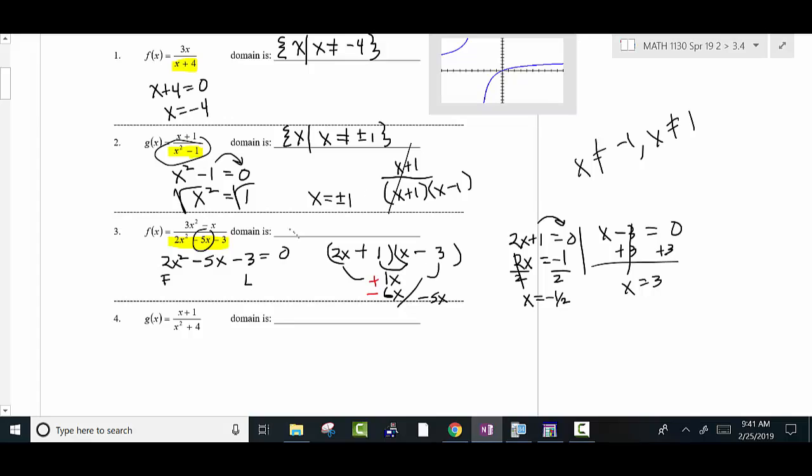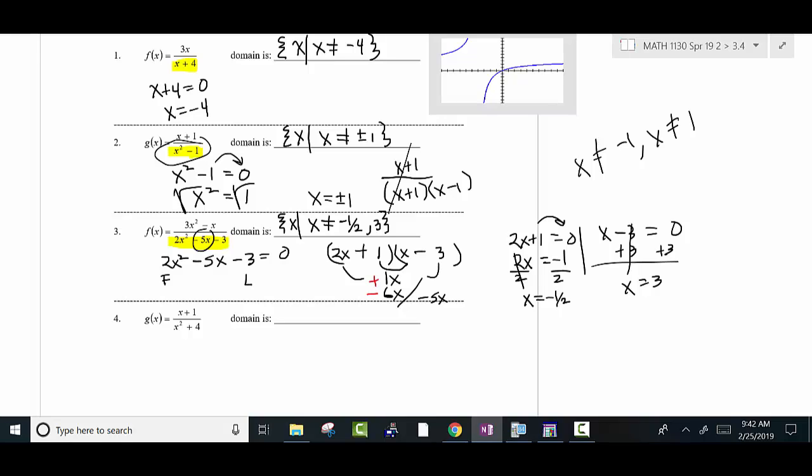So what we'll do on the domain on this is just write these in set builder. We'll say set of x, and we say x is not equal to, and you can just use a comma if you want to. I don't mind if you do that like that. So that would be your domain. Okay?